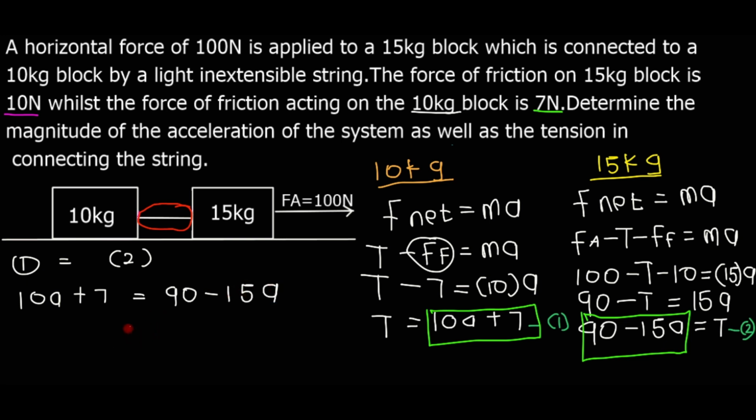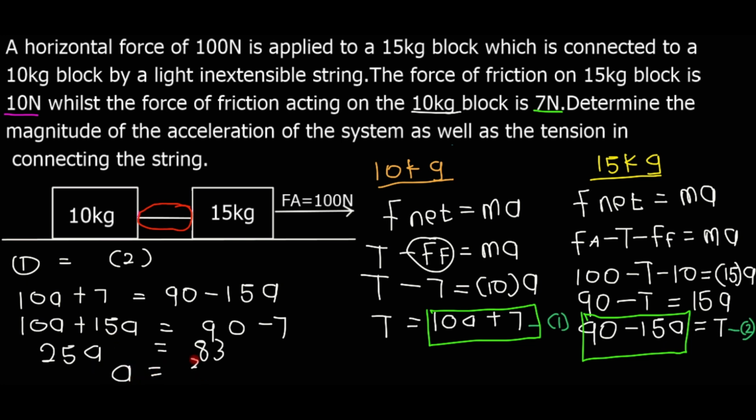So from there I add like terms, I bring the 15A to this side, so we have 10A plus 15A equals 90 minus 7. So here I have 25A equals 83, and now because I want acceleration, I divide both sides by 25, so A equals 3.32 meters per second squared. So now we have the acceleration.